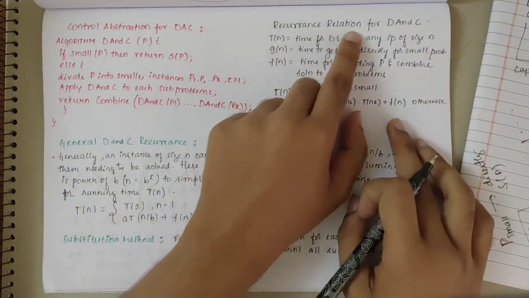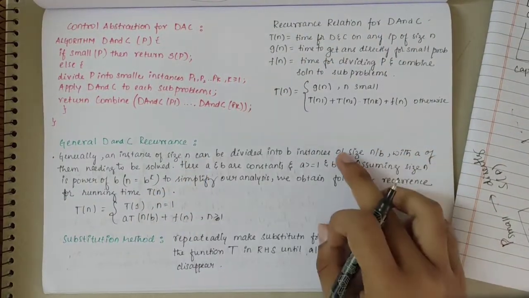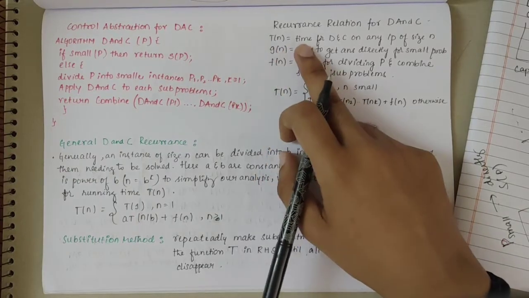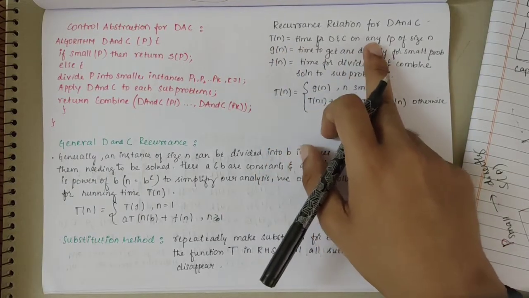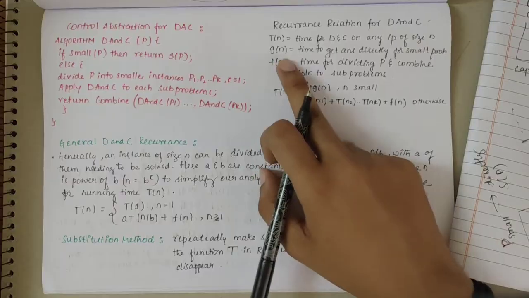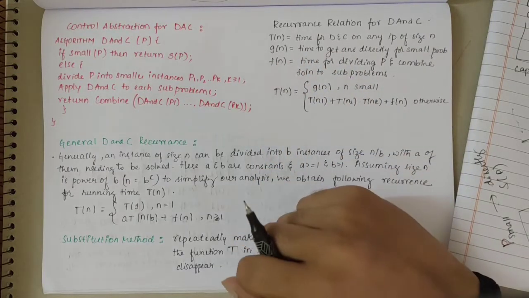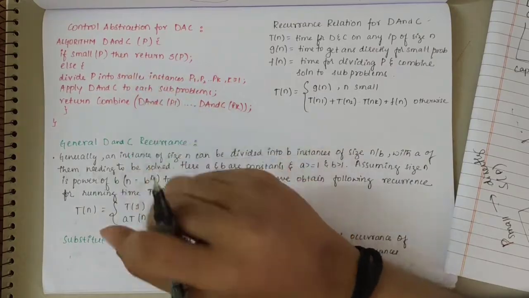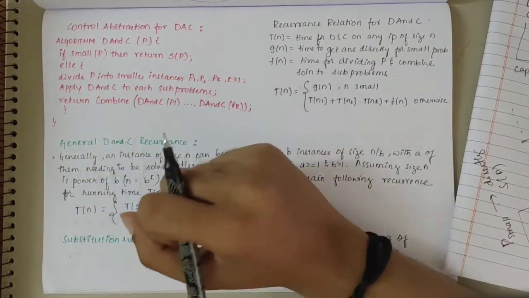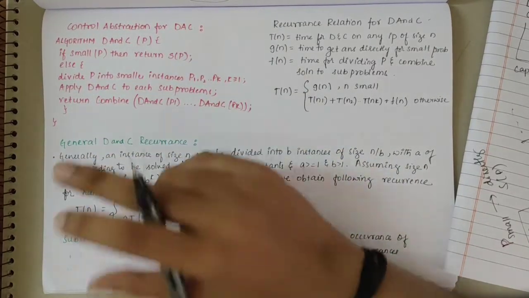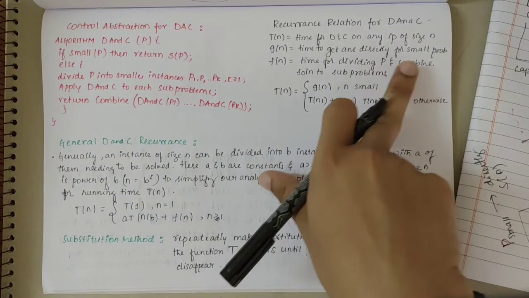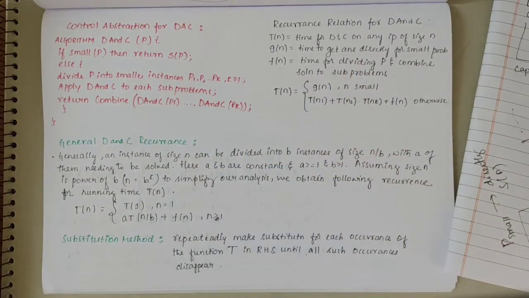Here we have the recurrence relation for divide and conquer. T of n is the time taken for dividing and conquering on any input size of n. G of n is the time taken to get the answer directly for small problems. And f of n is the time for dividing the problem and combining solutions to subproblems.